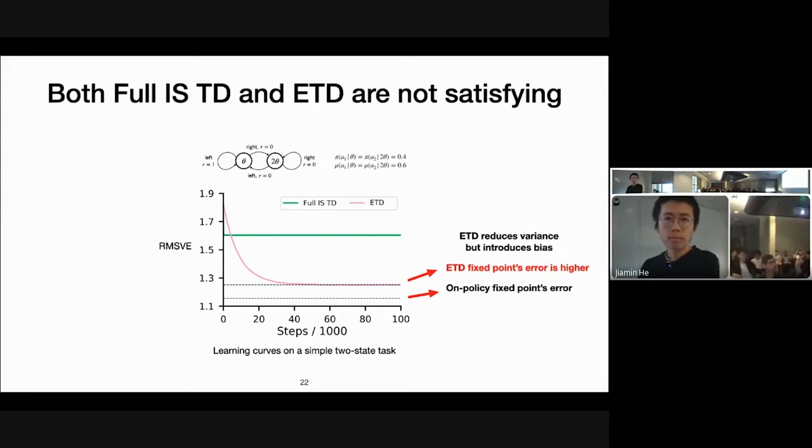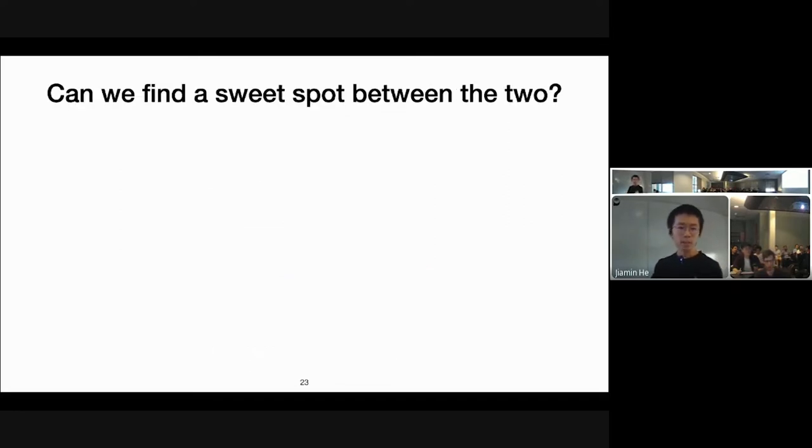You want to be on the left and want to stay there, right? What is A1, A2? So the question is, what is A1, A2? Sorry for the typo on the slide. A1 should be going to the left. A2 should be going to the right. Oh, I see. Yes, they are the feature representation of the task, but it's not important to discuss the detail of it, just to give you some intuition how these algorithms are not satisfying. Our goal is to find a sweet spot between the two algorithms. One is full IS TD.